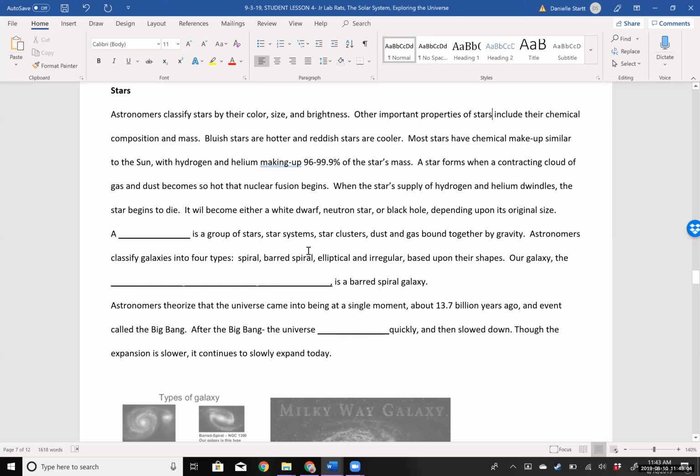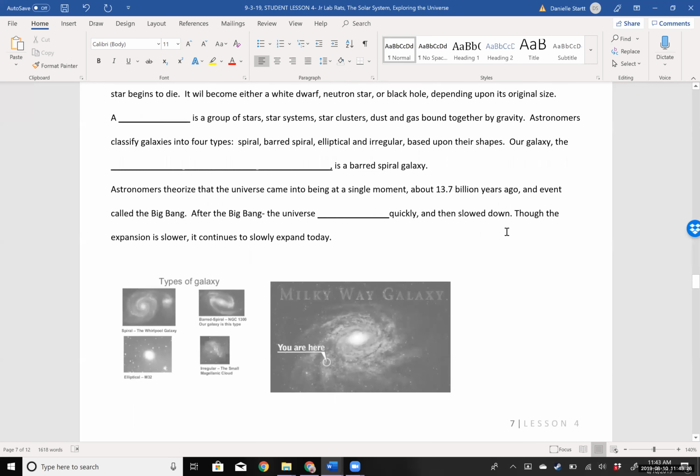So a blank is a group of stars, star systems, star clusters, dust, and gas bound together by gravity. What do we call that? Okay, let's keep reading. Maybe there's a context clue. Astronomers classify galaxies into 4 types: spiral, barred spiral, elliptical, and irregular, based upon their shapes. Our galaxy, the blank, is a barred spiral galaxy. Okay, what's our galaxy called? If you don't know, look at the graphics below, okay? It says you are here. So this is our galaxy. And we are way down here on one of the arms, itty bitty.